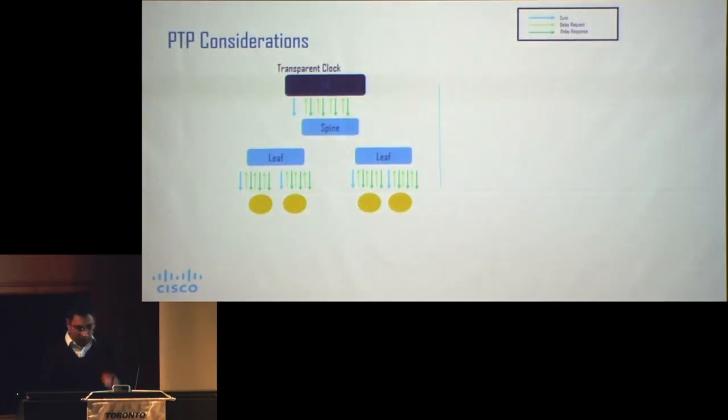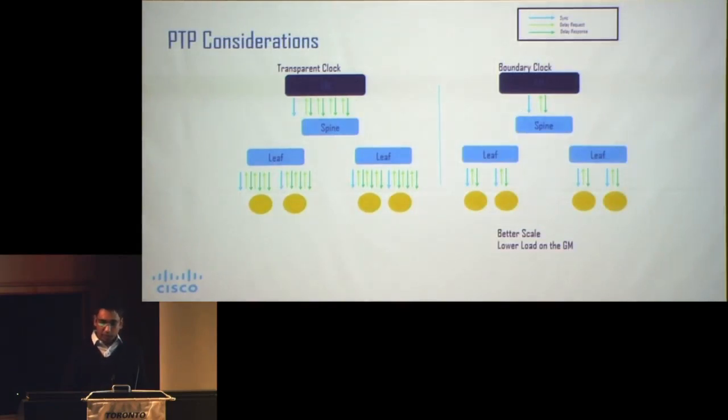So let's look at the PTP considerations here. So PTP is very important for 2110. One of the ways to deploy PTP is using a transparent clock, right? But what happens with transparent clock is the endpoints are actually communicating all the way up towards the GM, which is the grandmaster over there. So it creates a lot more messages in the network that traverse all the way towards the grandmaster, right?